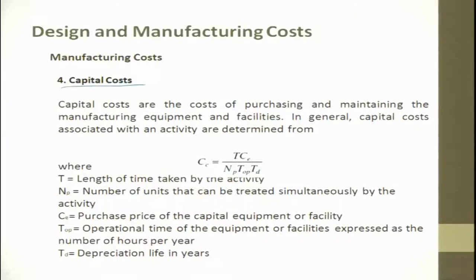What is the capital cost? Capital cost is a one time investment cost. It can be construction of a building, or buying a huge capital intensive machine. So, capital costs are those costs for purchasing and maintaining the manufacturing equipment and facility. In general, capital cost can be associated with this. T is the length of time the activity is going to take. CE is the purchase price of a capital equipment or facility. NP is the number of units which are produced. TOP is the operational time of the equipment, and TD is the depreciation life in years.